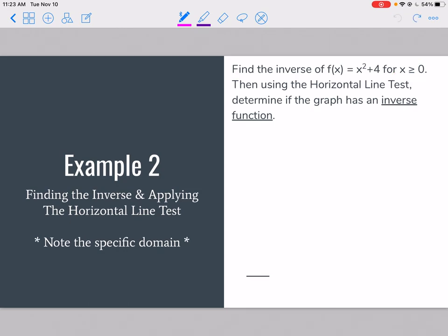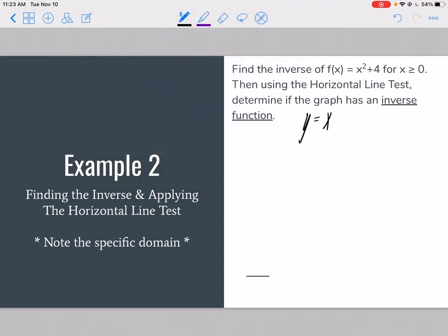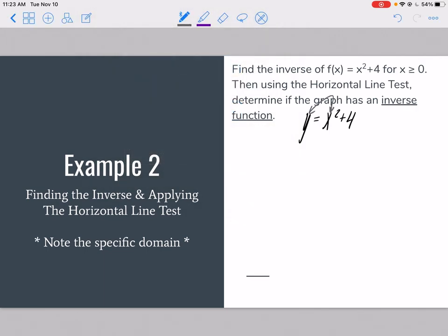Okay, first thing we'll do is let's find the inverse function. So we set the equation equal to y and set up f of x. Then we replace x with y. We switch those so we get x equals y squared plus 4. Then we solve for y. So subtract here.